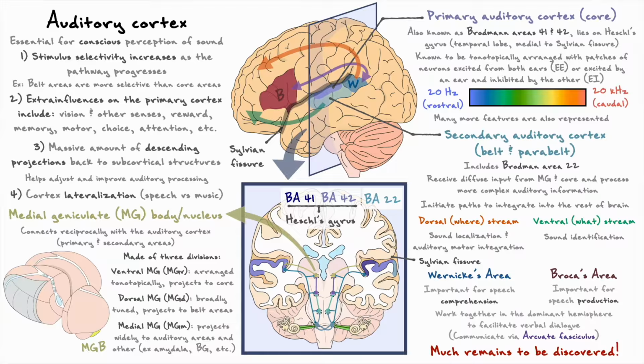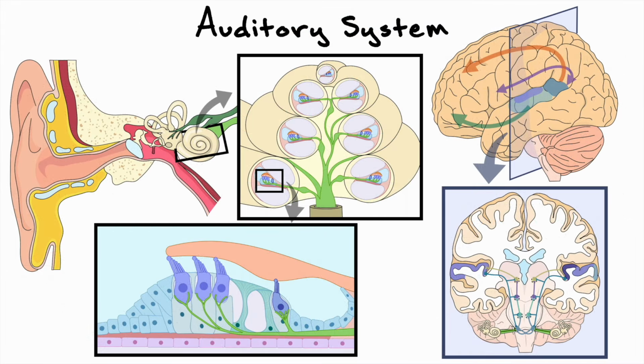In any case, this concludes our discussion on the auditory system. Throughout this discussion, we focused on the anatomy of the ear, the transduction mechanisms inside the inner ear, and finally, how it all comes together in the central nervous system.